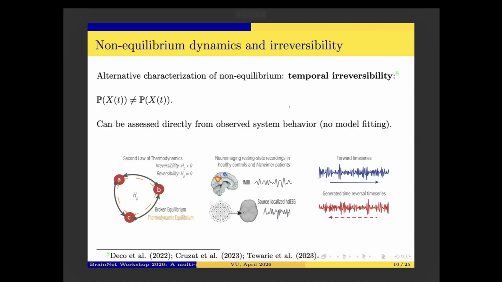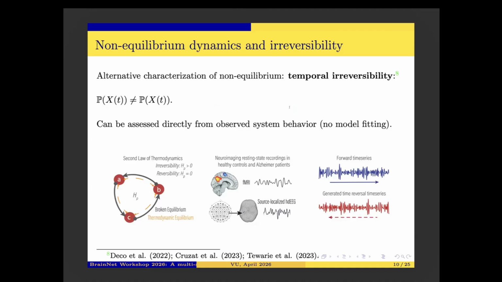Okay, so this was one characterization of non-equilibrium dynamics, but there are several equivalent characterizations. One of them is the following. A system is in non-equilibrium if and only if the probability of observing some realization of the process is different from the probability of the time-reversed process. If they don't have the same likelihood, then we say the system is irreversible.